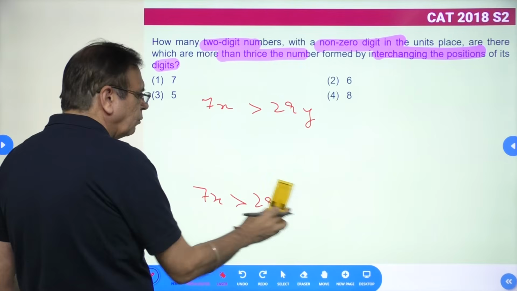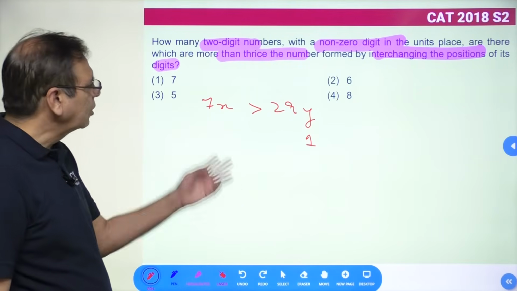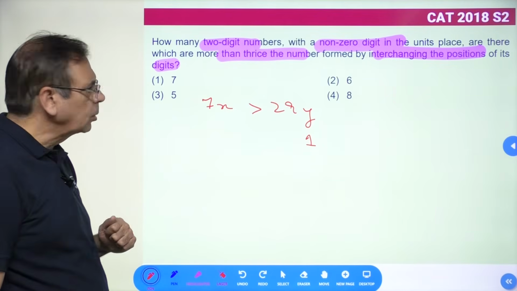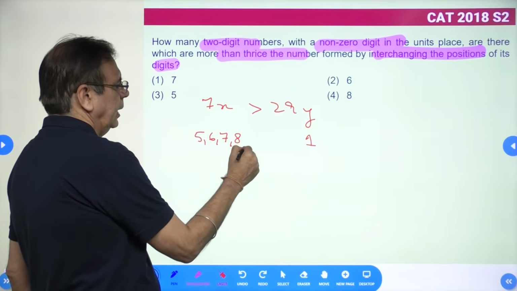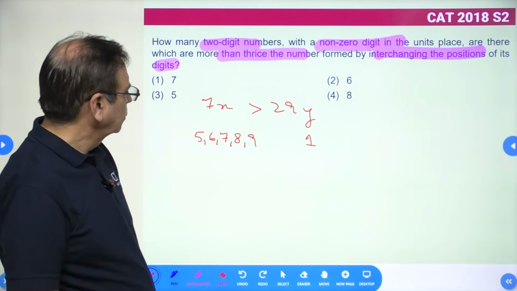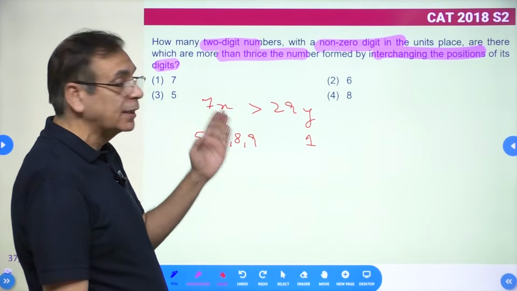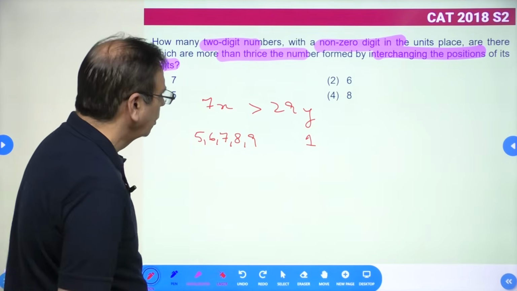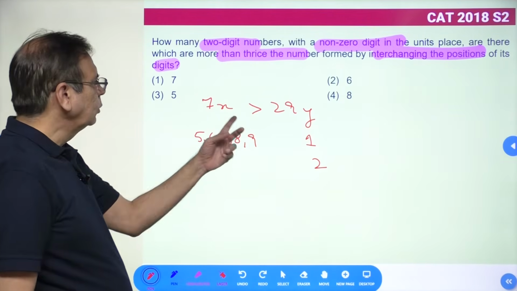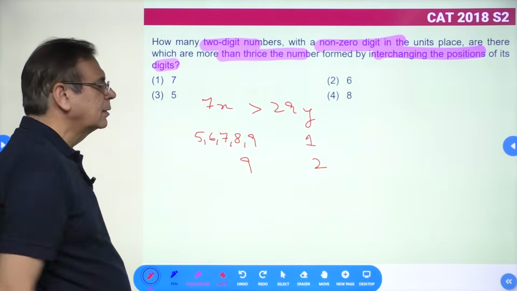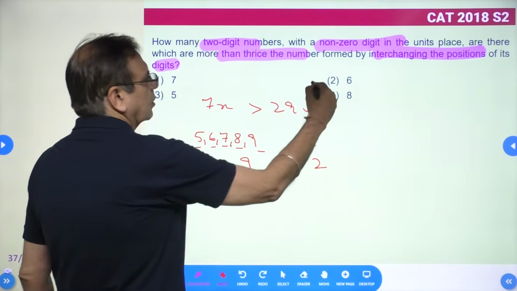What is the smallest value of y? Y can be 1. If y is 1, what are the possible values of x? 5, 6, 7, 8, 9. Okay. So if y is 1, x could be 5, 6, 7, 8, 9, because we are talking two-digit number and x and y are digits from 1 to 9. Okay. And if y is 2, 58. 7 into 9 is 63. The only possibility is 9. So how many cases? 1, 2, 3, 4, 5 and 1, 6.